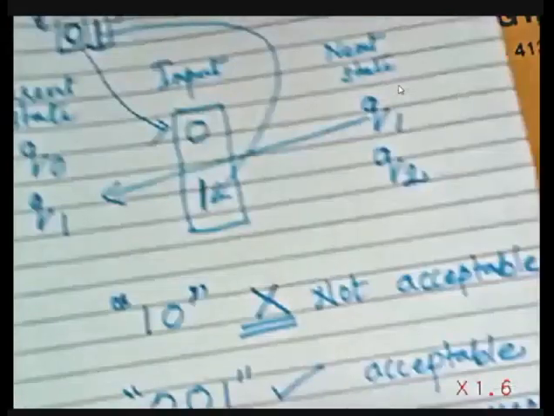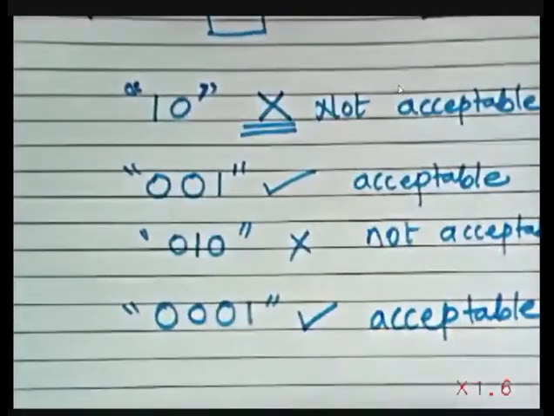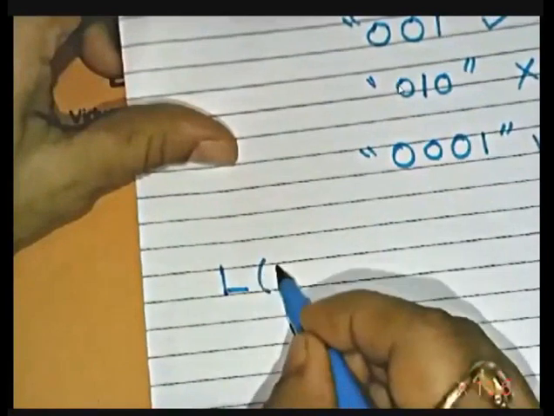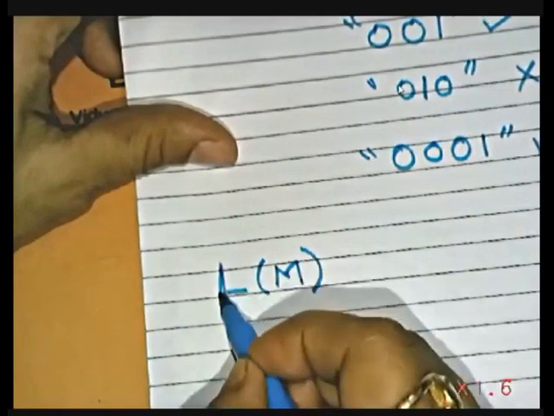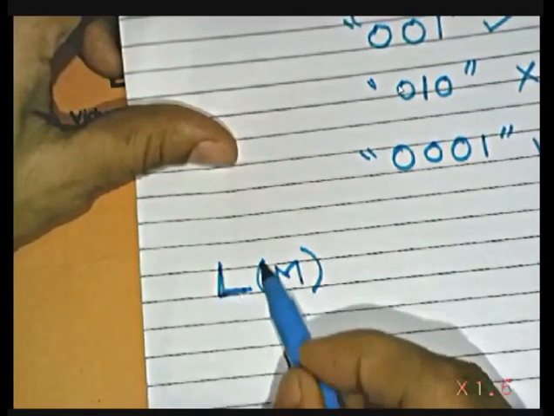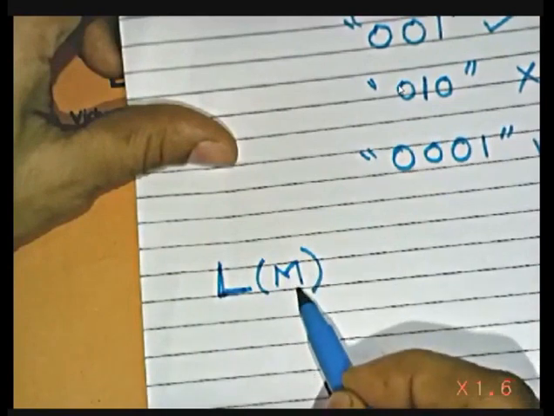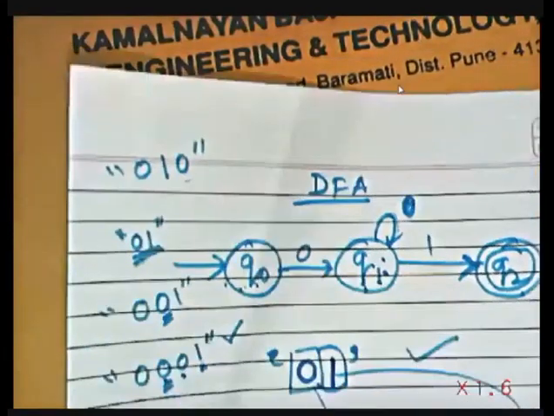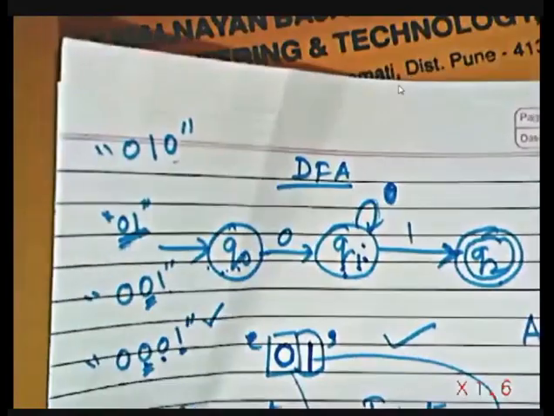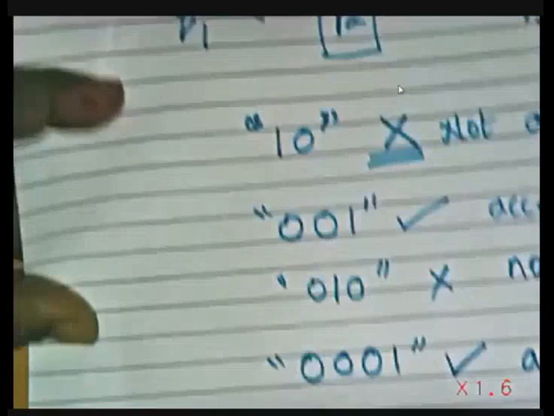Right? So from all these observations, can you tell me what the language is? We have seen in the last lecture how we represent a language acceptable by finite automata. It is represented by capital L in brackets M, where L represents the language and M represents the machine, the finite automata. We have just drawn this machine. There will be different kinds of machines for different purposes. Okay. So now we want to know the purpose of this machine from all these observations.